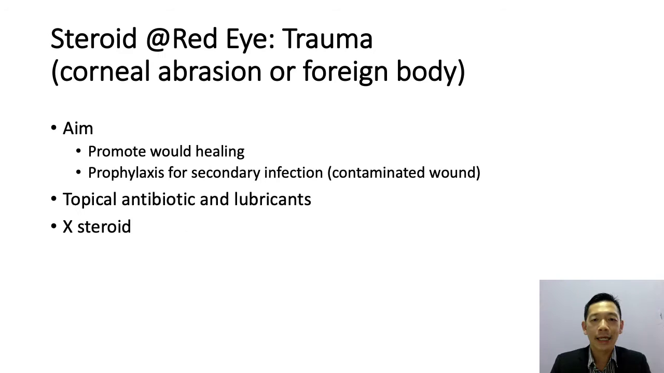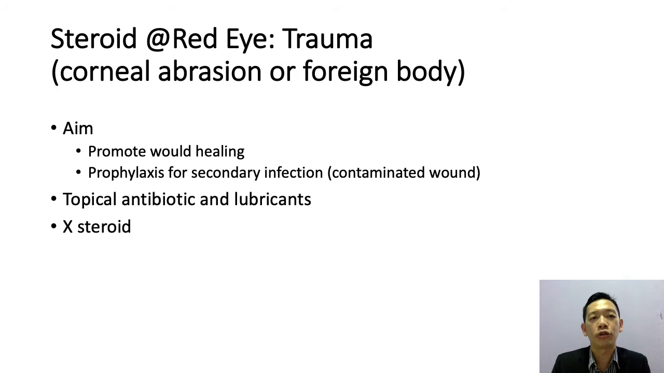The next commonest cause of acute eye presentation to the primary setting is after eye trauma. So usually it comes in the form of corneal abrasions or a foreign body inside the eye. So first of all, definitely we have to make sure that the foreign body is out of the eye. If you're not sure, then it will be better to refer to the eye doctor for slit lamp examination.